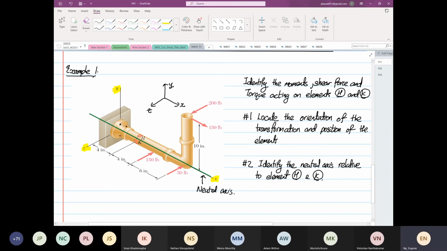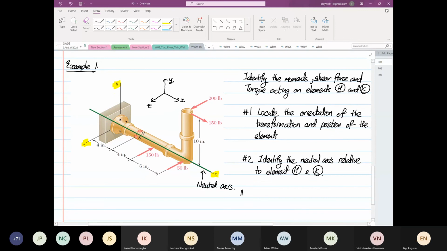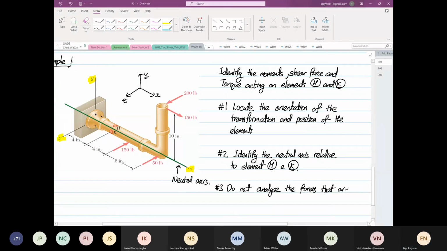That's all. Now, some of you may ask why we are doing this. Let me tell you the steps first. When we are done and we apply it, then you will understand why we are doing this. So bear with me. Number three is we do not analyze the forces that are dots or crosses. Don't worry, we will come to that.